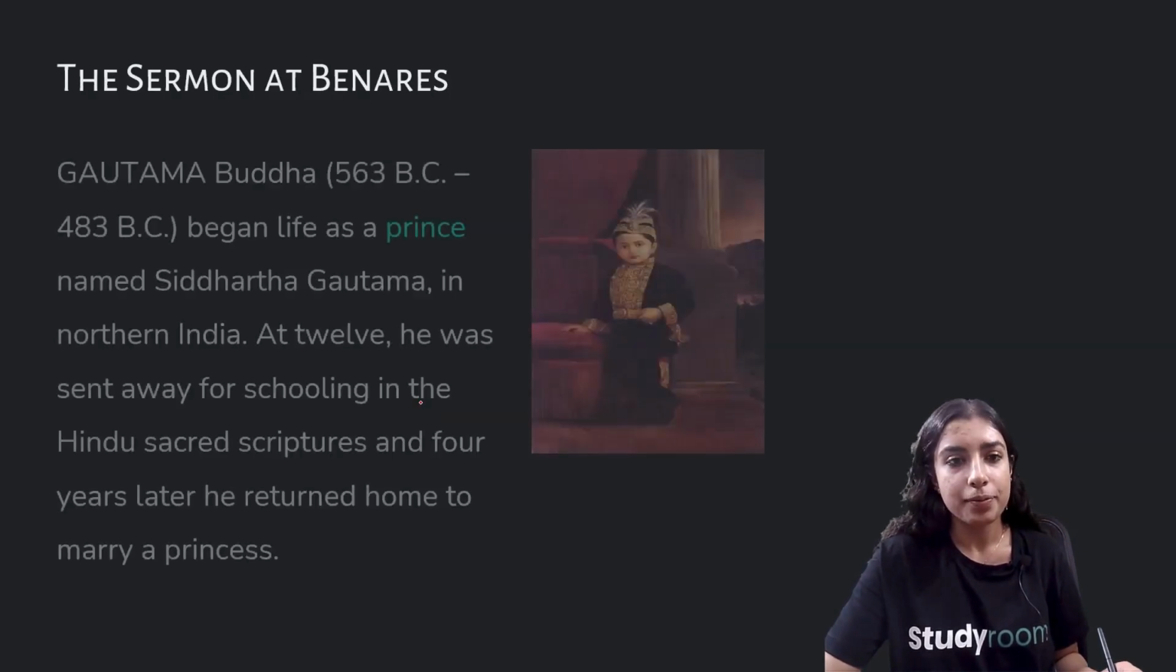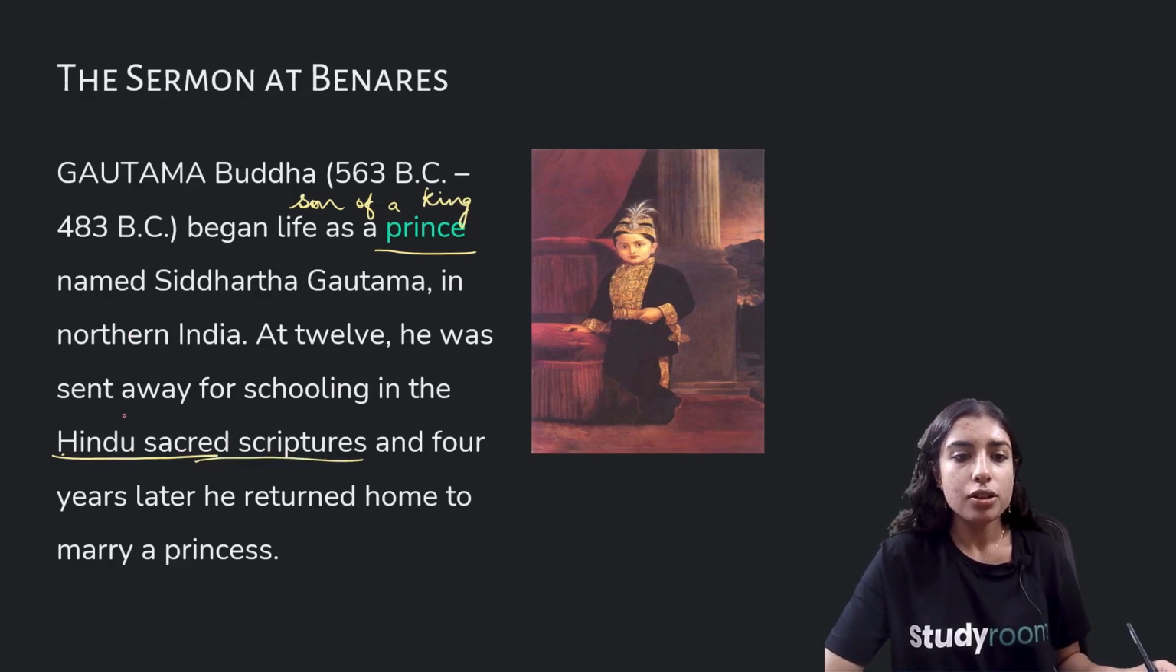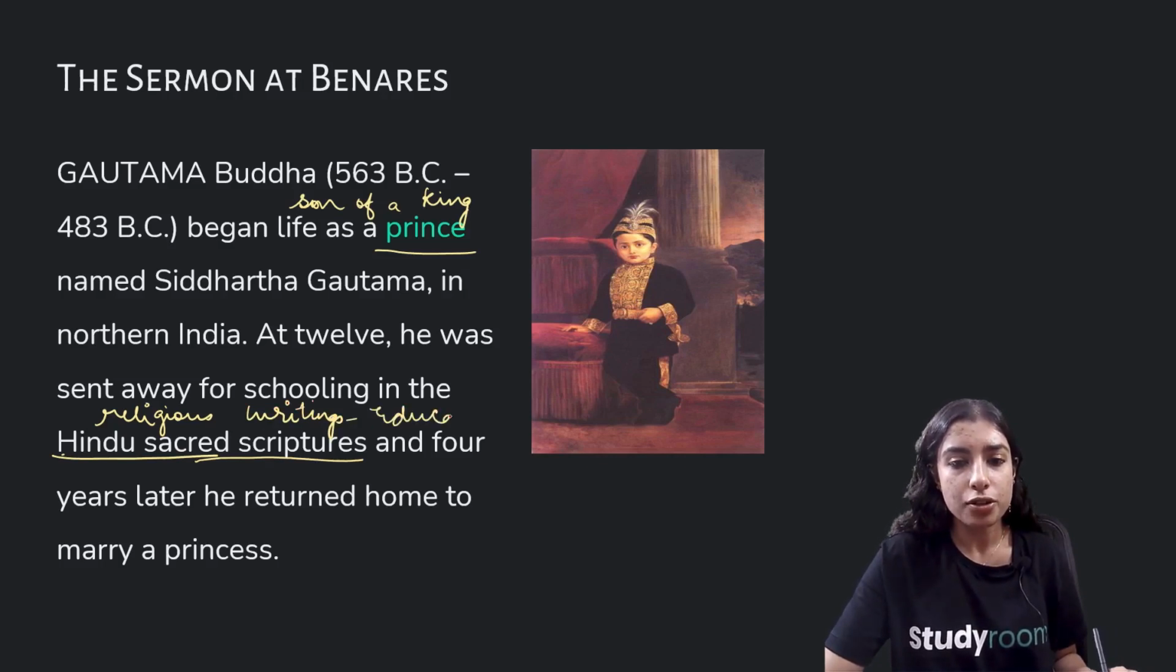The Sermon at Benares. Gautam Buddha, who was born in 563 BC and died in 483 BC, began life as a prince named Siddhartha Gautam in northern India. At the age of 12, he was sent away for schooling in the Hindu sacred scriptures, and 4 years later, he returned home to marry a princess. So, prince is usually referred to as somebody who is the son of a king. Hindu sacred scriptures here as a term refers to certain religious writings which are often used for the purposes of education.